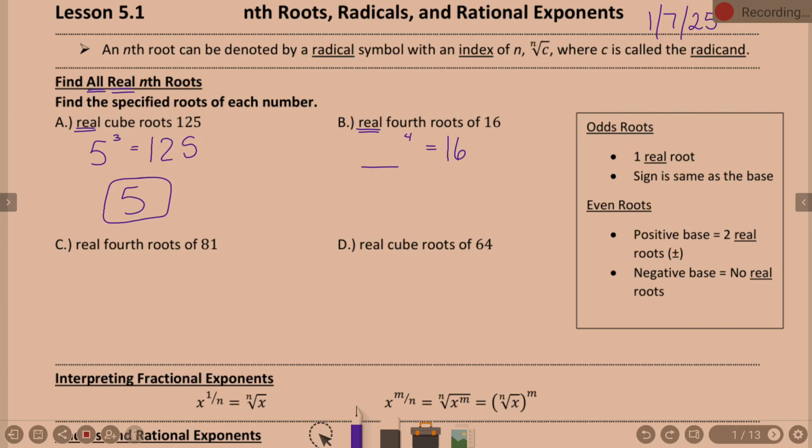What do you got, Brian? Wrong. Dang it. What do you got, Hayden? 2. 2. Okay. Do you guys agree with them?